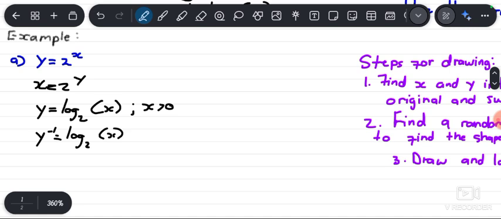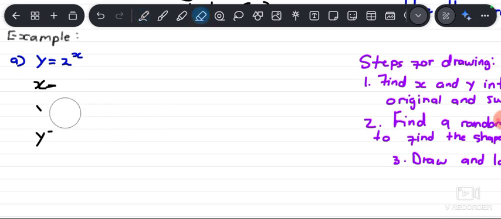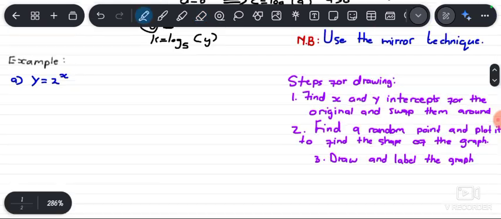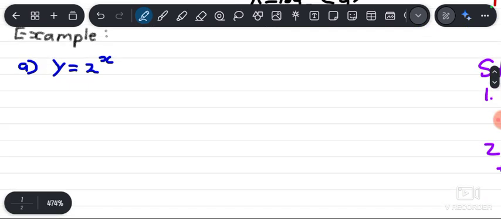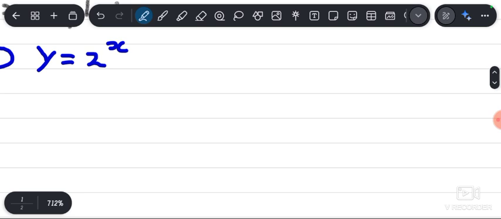Now, log graphs are very complicated and very sensitive, so you always have to deal with the original, then you swap around. Are we together? Fine. Now we found the inverse equation is fine. Now let's go ahead and try and find the x-intercept. Right now, you see here, find the x and y intercepts for the original and then swap them around. What are we trying to do? We're trying to draw. Right now, before we go anywhere, let's find the x and y intercept.